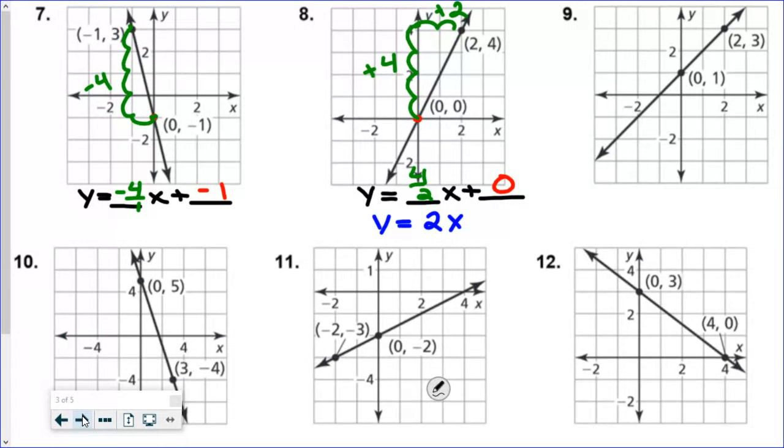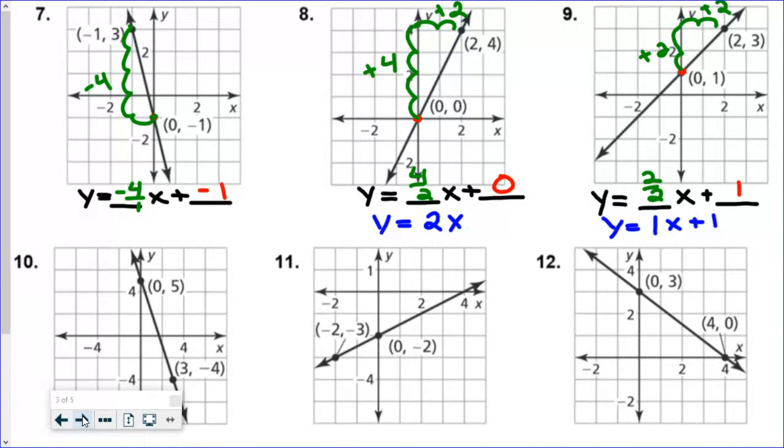Okay? And always double check, is my slope a positive or negative? Is my y-intercept above or below the x-axis? Okay, so here's my y-intercept at a positive 1. And then I go 1, 2, up 2, 1, 2, over 2. So 2 over 2 is really just 1. Okay? How you doing?